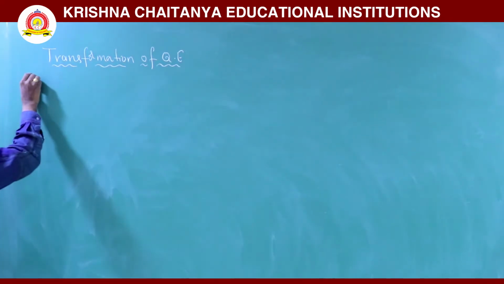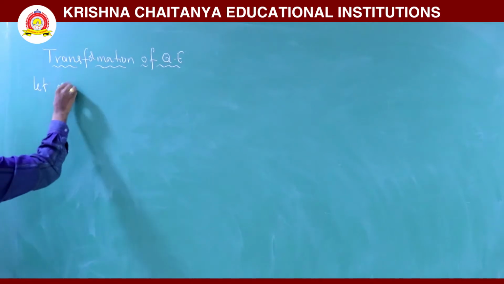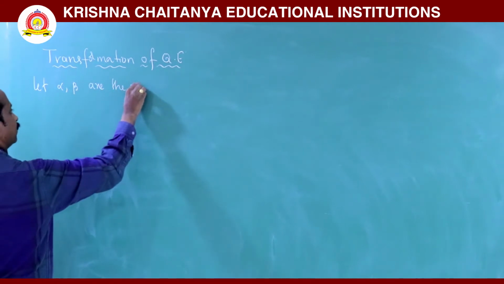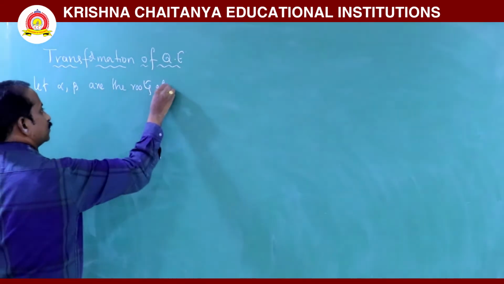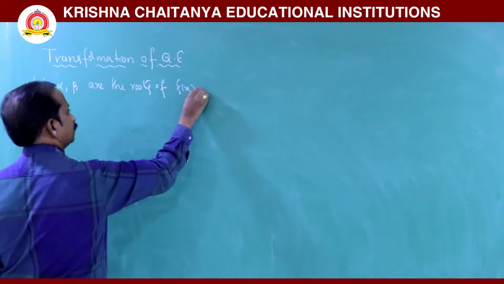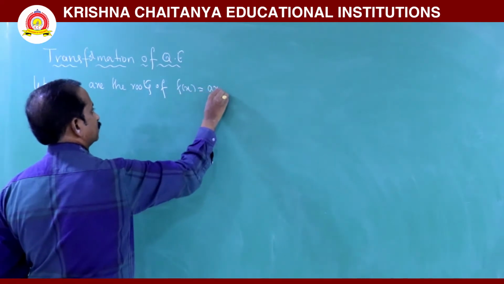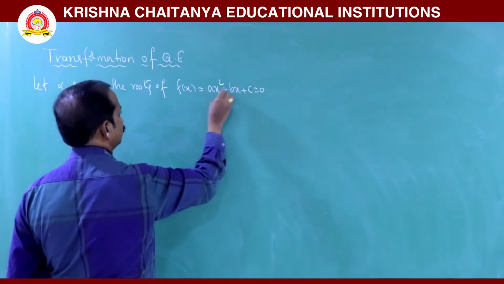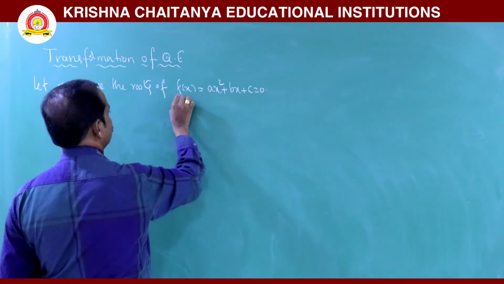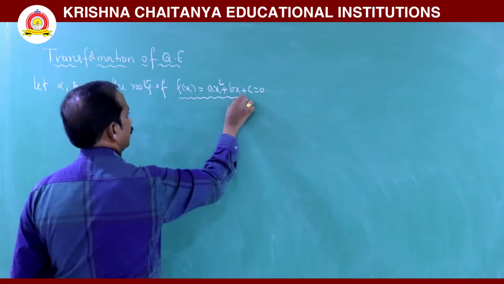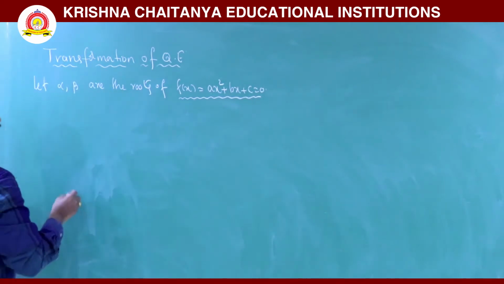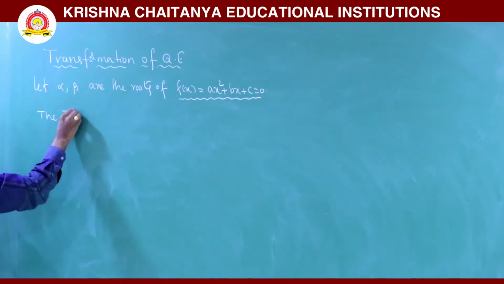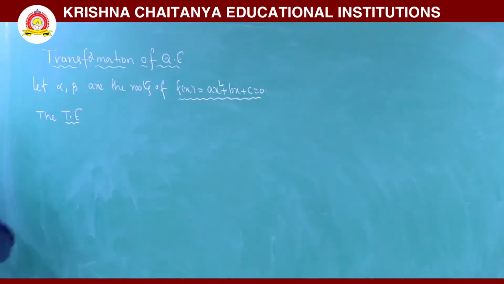Now let us consider alpha comma beta are the roots of f of x is equal to ax square plus bx plus c is equal to 0, in which a not equal to 0. This is our given quadratic equation. What we need? The transformed equation. T.E. indicates transformed equation.